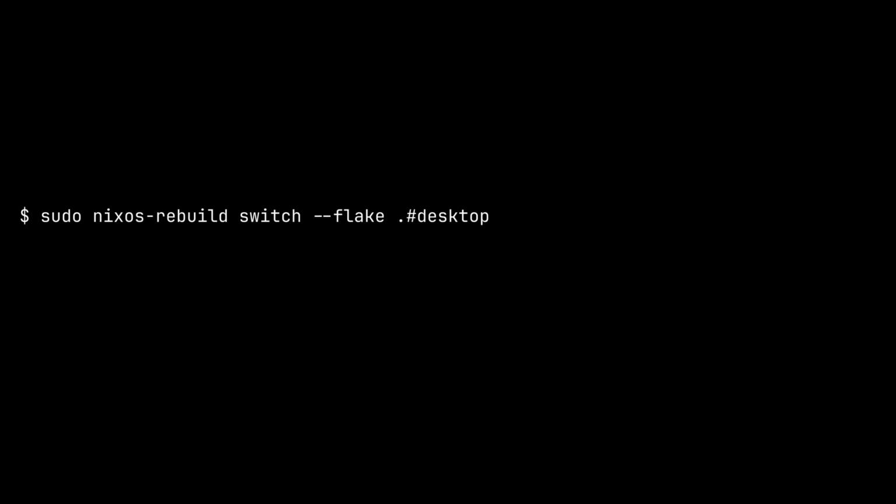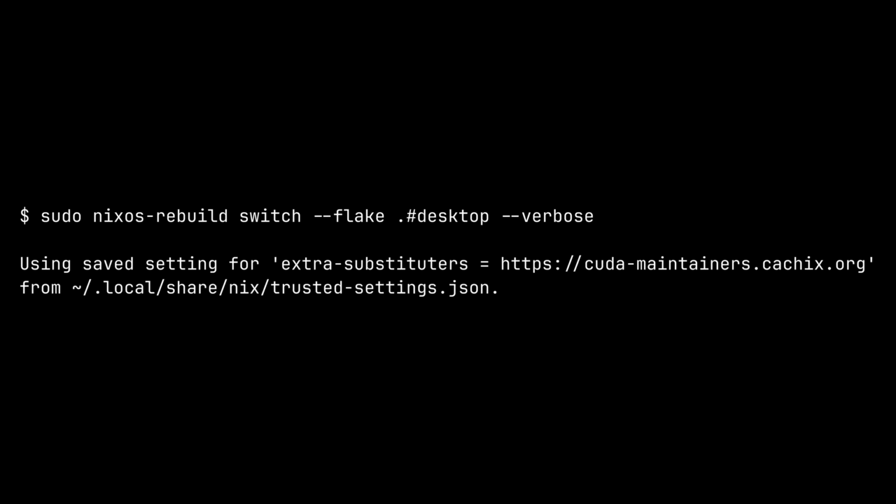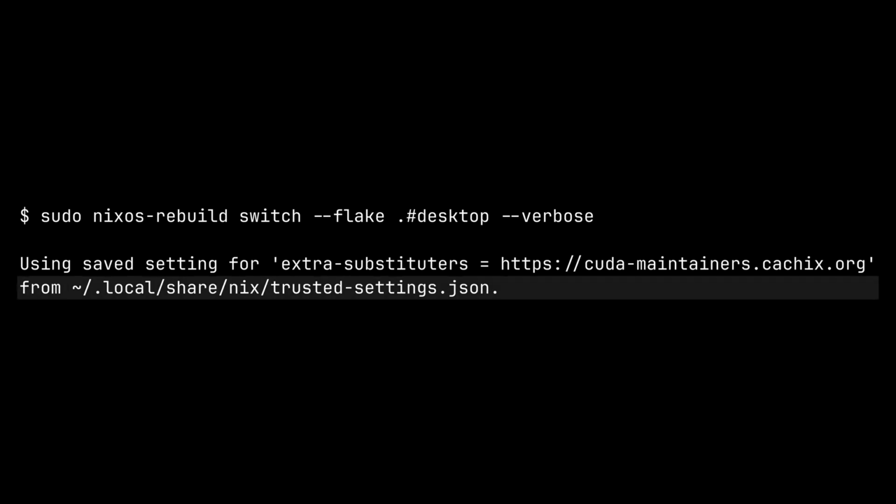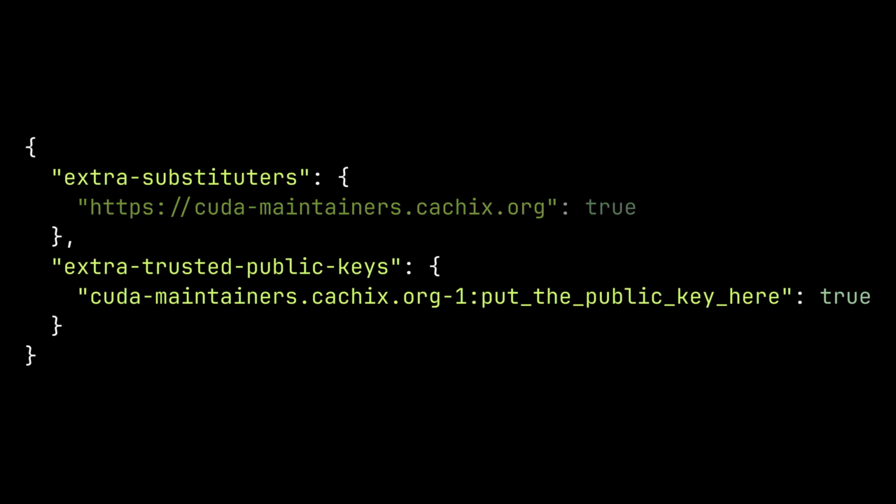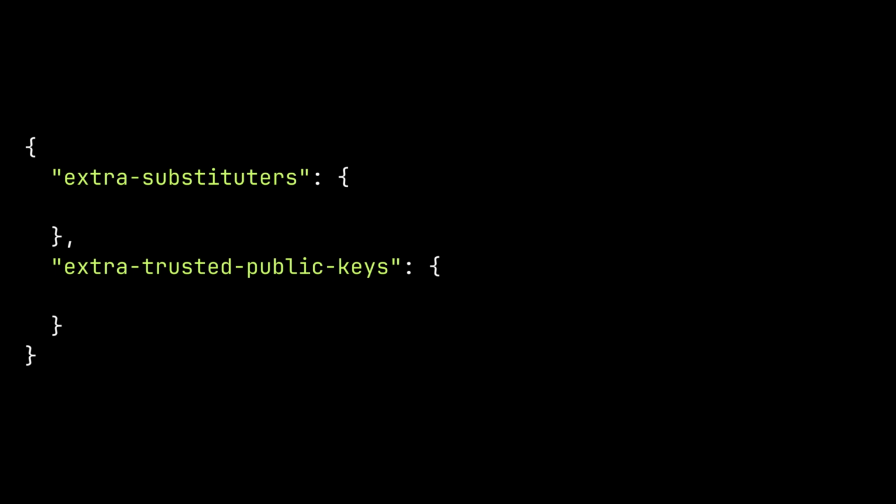Next time you run the nixos-rebuild command, you can run it with the --verbose flag, and you will see that the command remembers the trusted binary caches by reading it from a file named trusted-settings.json. You can remove the value stored in this JSON file if you want to revoke the trust in the future.